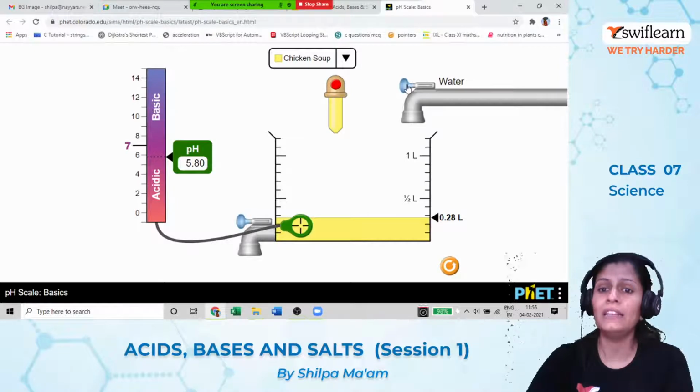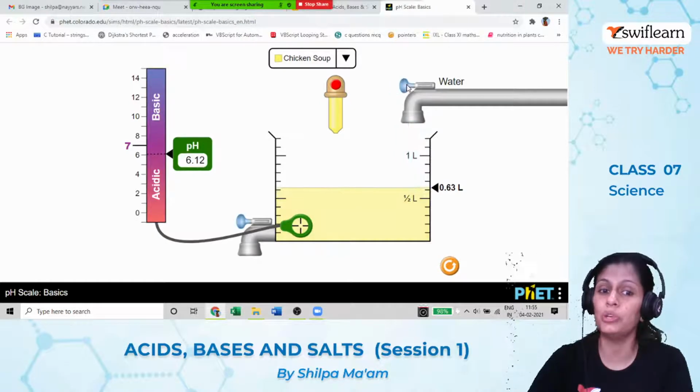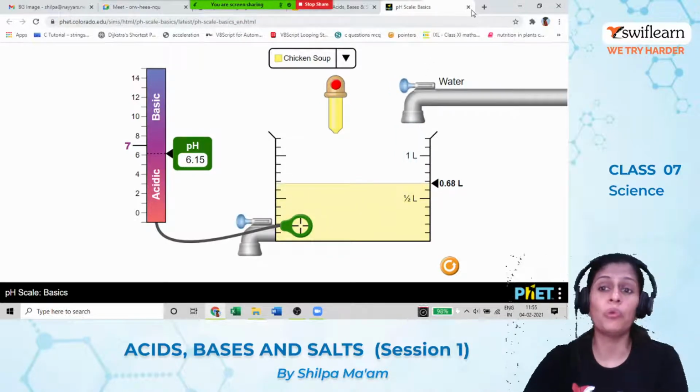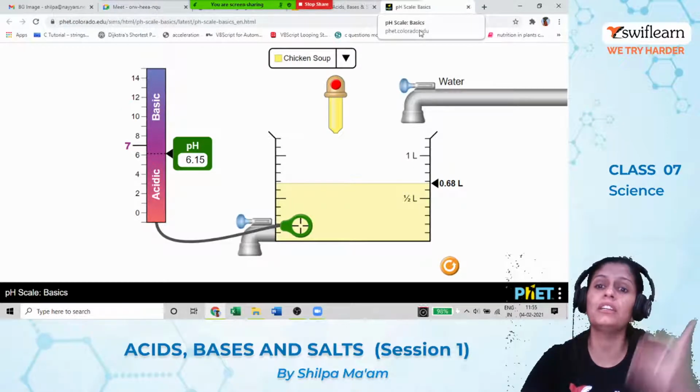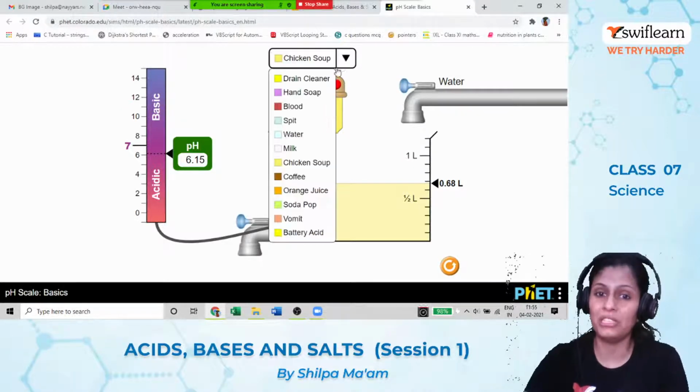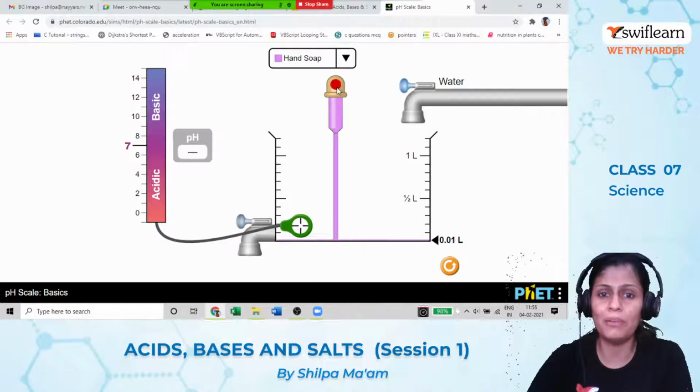Now, let's suppose I add some water to it. You can see the pH value is increasing. It is coming towards the neutral value. That means adding water to anything would basically bring it near to a neutral solution.